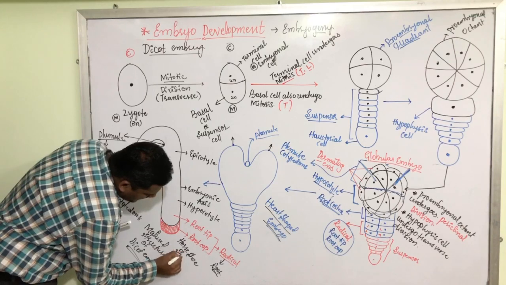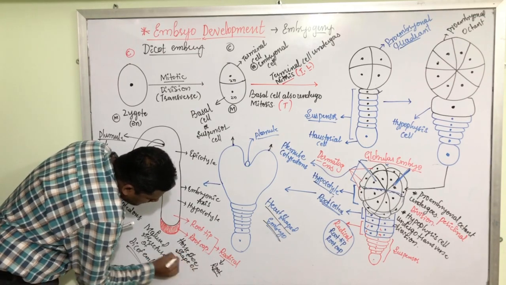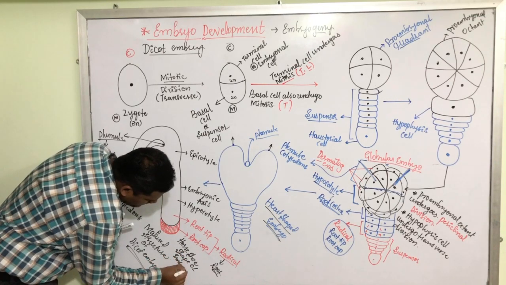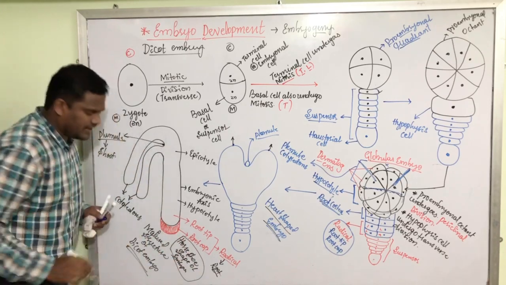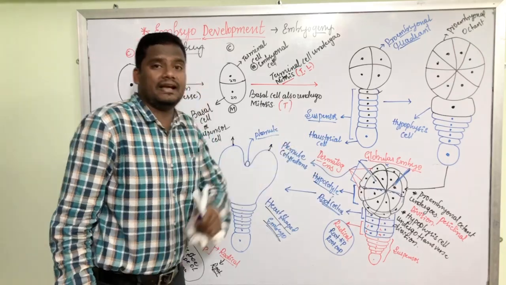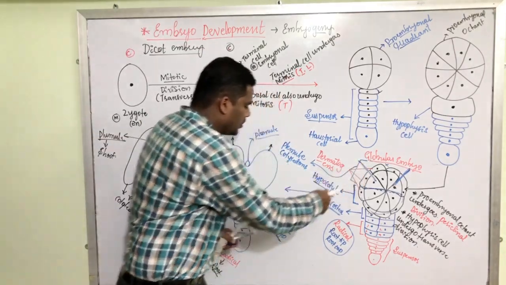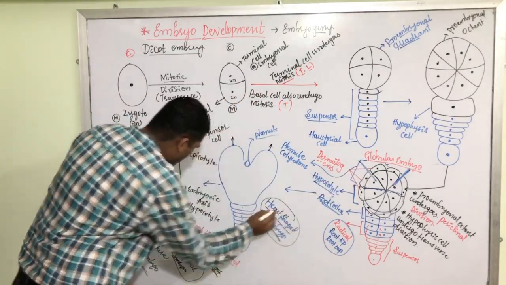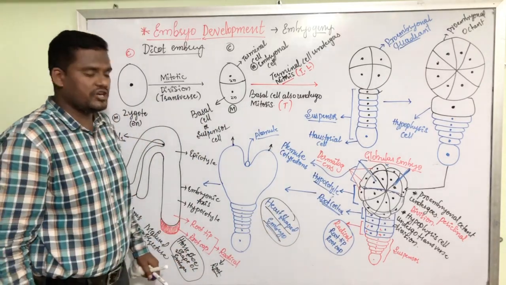Horseshoe shape of embryo. In majority of the competitive exams, the sequence of embryo development is repeatedly asked, from globular to heart shape, and from heart shape to the horseshoe shape.